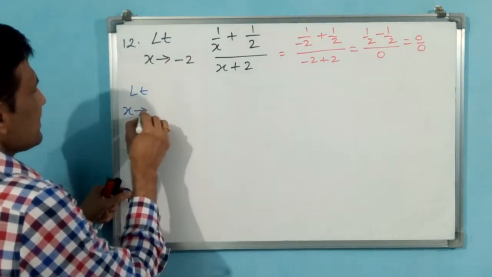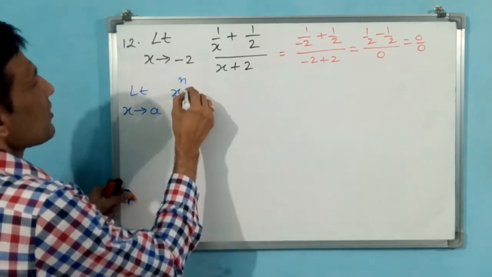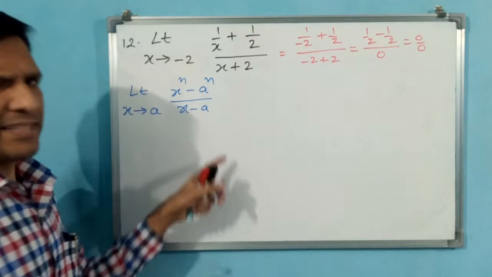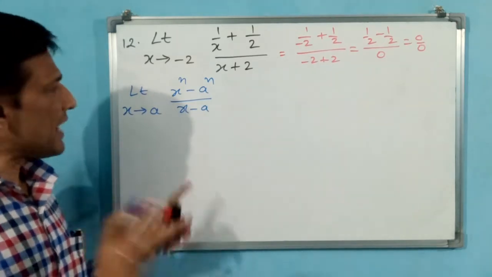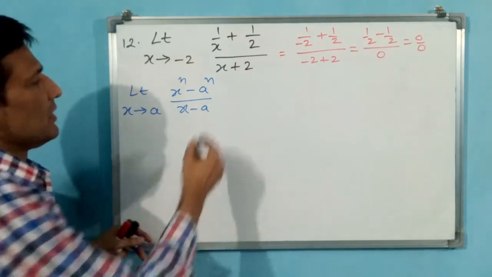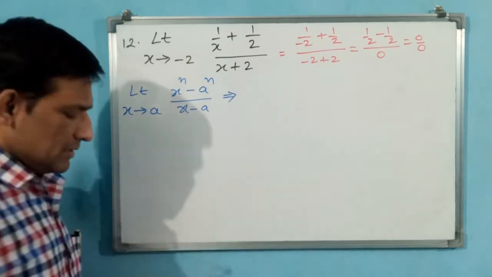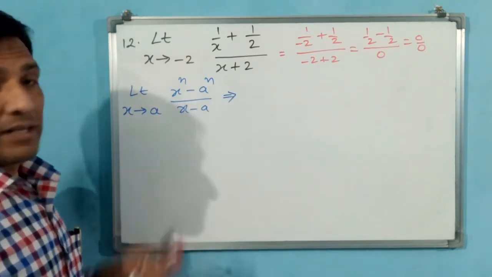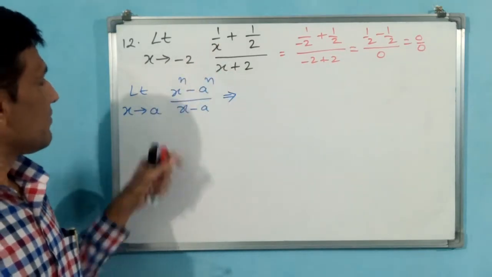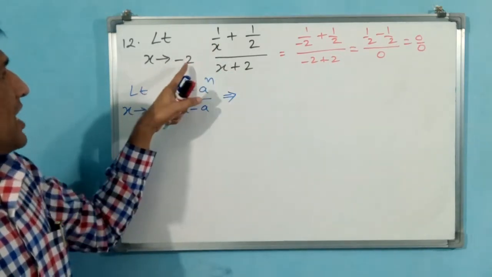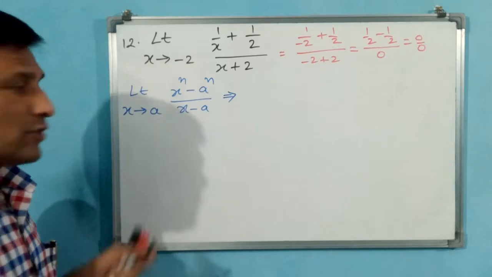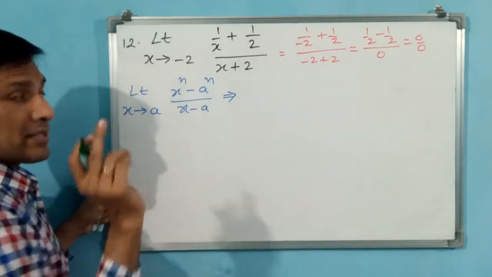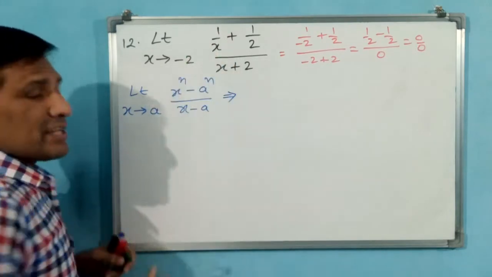Limit x tends to a, x to the power of n minus a to the power of n by x minus a has to come. The answer we know, n into a power n minus 1, but I have not written the answer. Like this it has to come. Okay, I am putting like this. Implies. Okay, now let us try to write this in this form. Like a is here minus 2. Okay, you think a is minus 2, and x is x only, then we will write. And another important one, n is what?